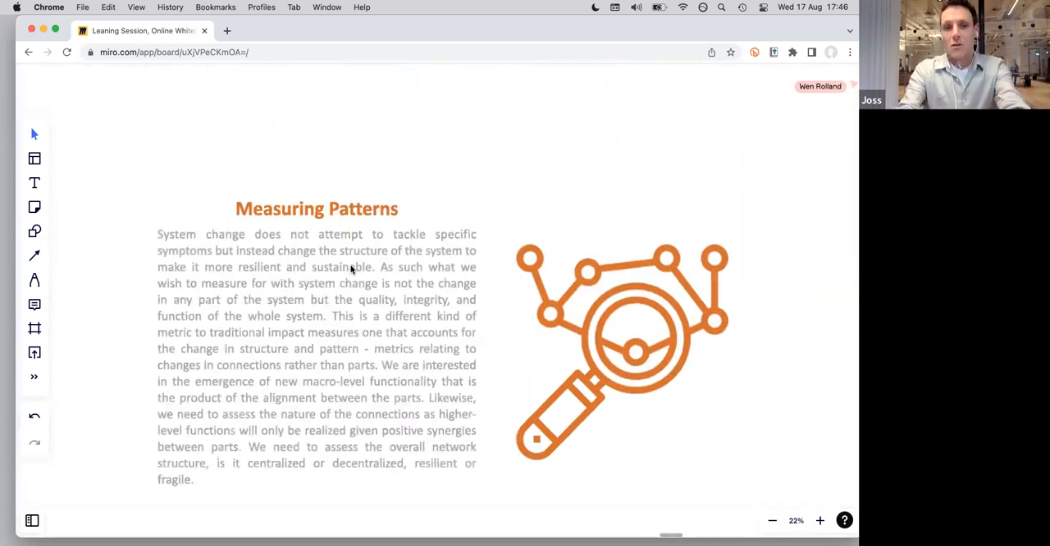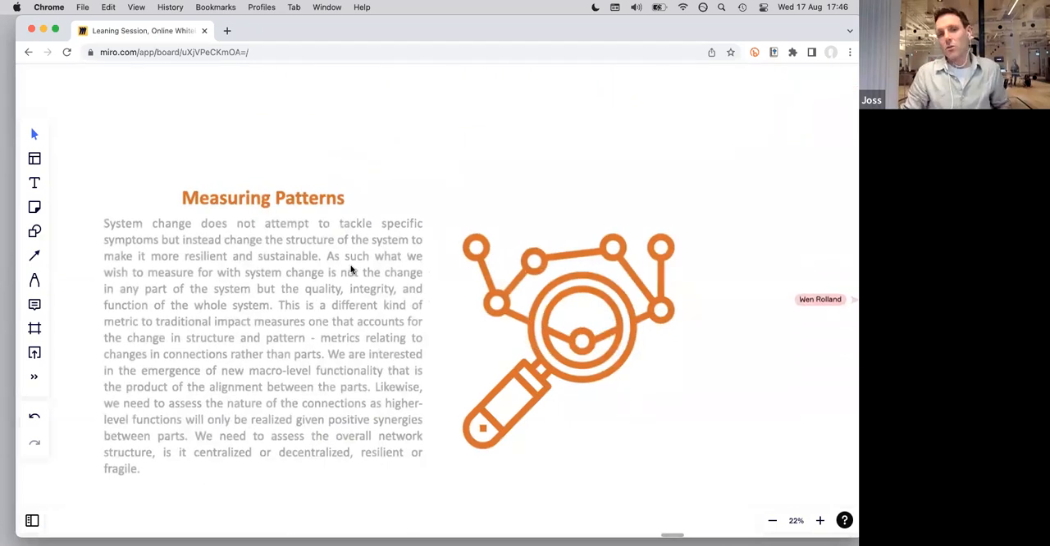So it's about measuring the patterns in the system. If that's what we're trying to change in systems change, then we should be assessing for that. Systems change does not attempt to tackle specific symptoms, but instead changes the structure of the system to make it more resilient, sustainable and healthy. That's ultimately the aim of systems change. How can we make this system regenerative instead of degenerative? How can we make it a healthy living system instead of one that's disintegrating? So that's what we should be assessing for: that generative capacity, that health of the system.